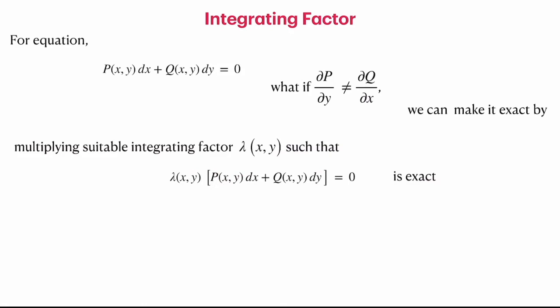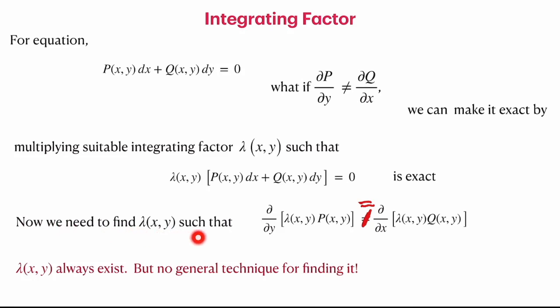So the lambda is a common multiplicative factor which we determine such that the differential is an exact differential. We need to find lambda such that d by dy of lambda times P is equal to d by dx of lambda times Q, such that the differential becomes an exact differential. And now the important thing to notice is that there is always a solution for lambda(x, y), but there is no general technique to determine how to find it.